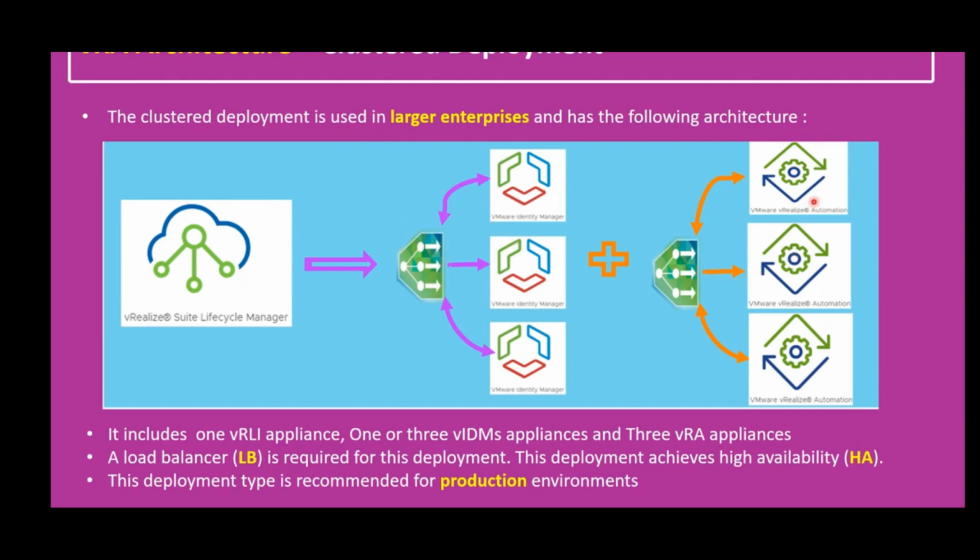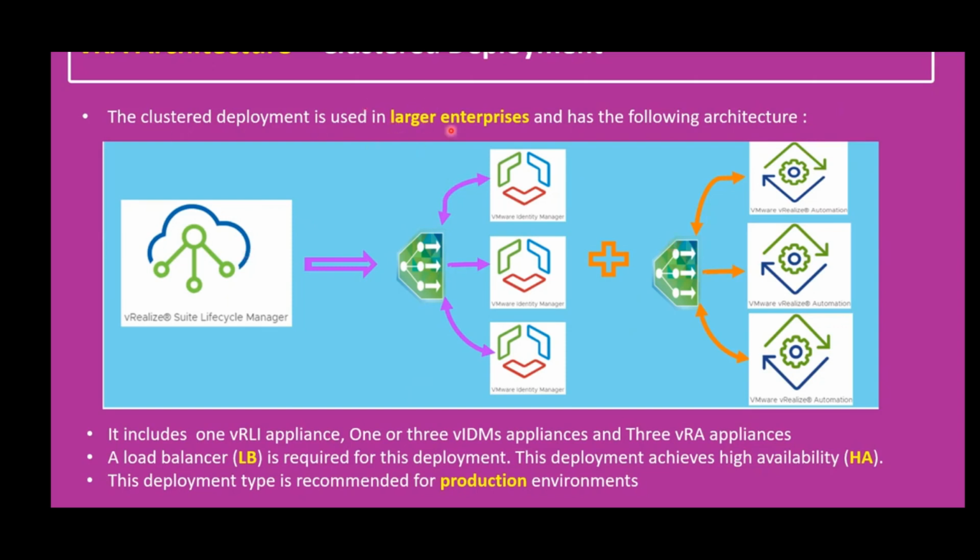The same scenario is applicable for vRealize Automation. A vRealize Automation clustered deployment is nothing but three appliances, and to balance the load we require an NSX load balancer, or we can use a Citrix NetScaler, or an F5 load balancer. Anything we can use. And these are the same points I highlighted here.